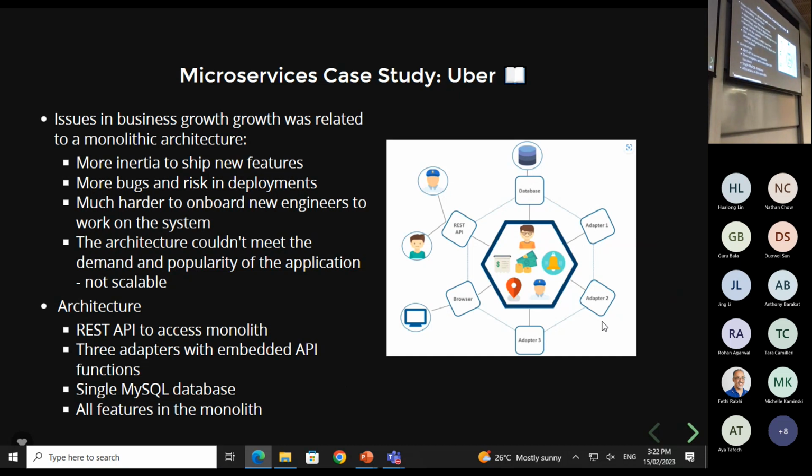When you deal with monoliths and legacy systems, there becomes a lot of inertia. You have one massive application and it takes longer for new engineers to understand the system just because there's so much code. There's more inertia, which is like resistance to changes. It takes longer to ship new features. There's more bugs and more risk in deployments.